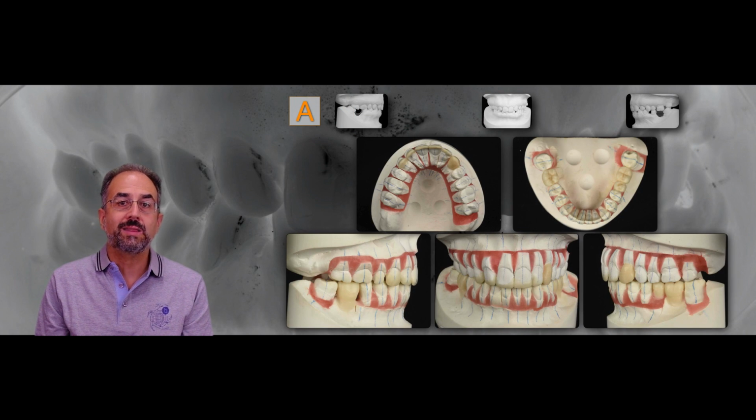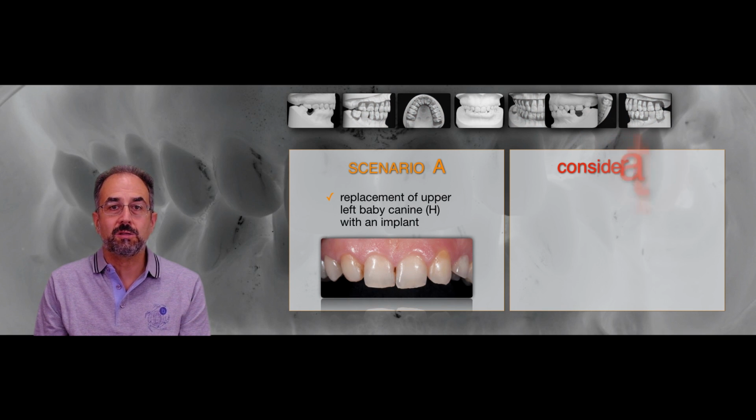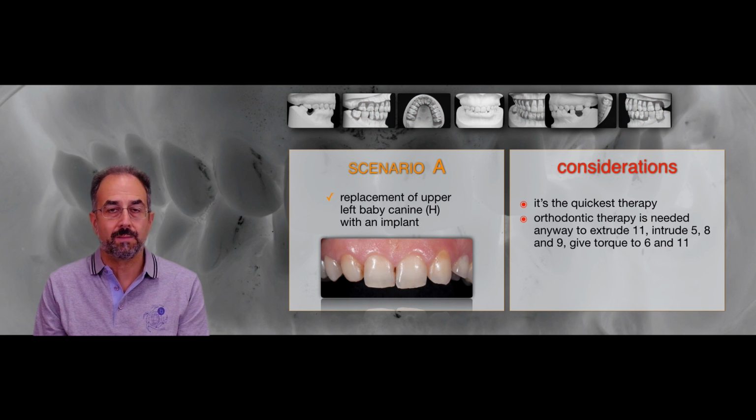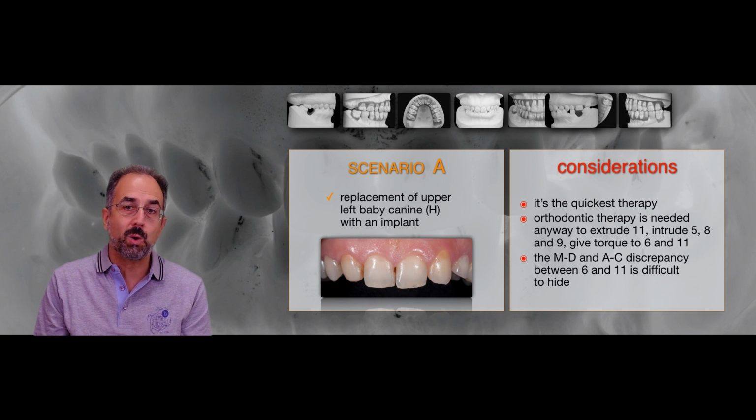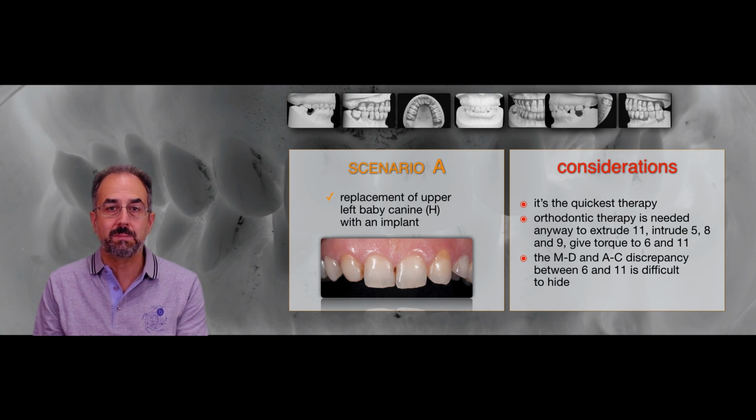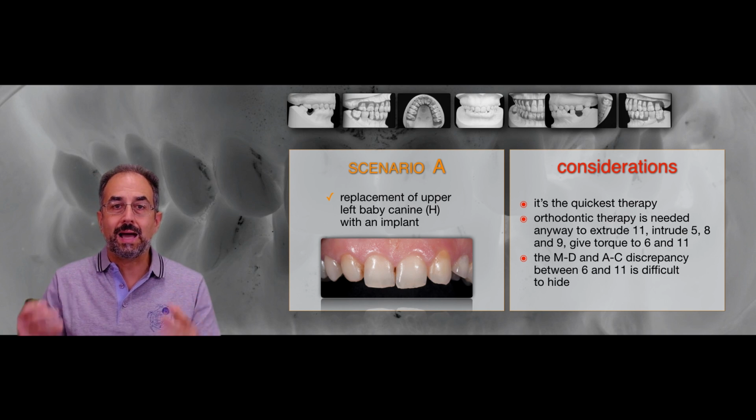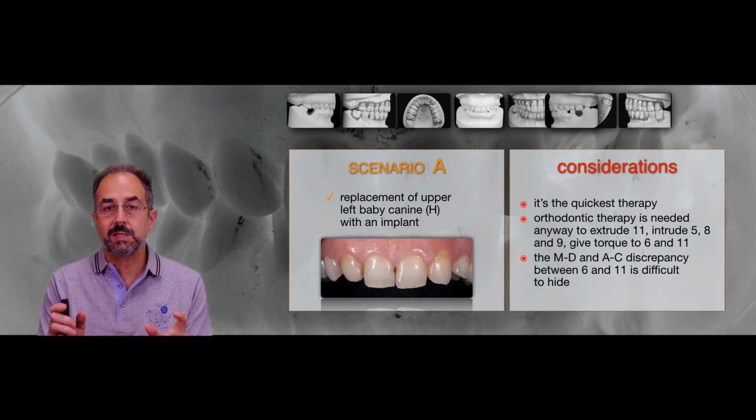So what are the considerations regarding scenario A? Well, basically the consideration about this possibility is that it's the quickest therapy. We still need to do orthodontics to close diastemas and maybe also to align better the gingival margins of the front teeth to get them more harmonious. Certainly, by maintaining the canines in that position, I have a challenge in making them look similar, which is not that easy, but not impossible.